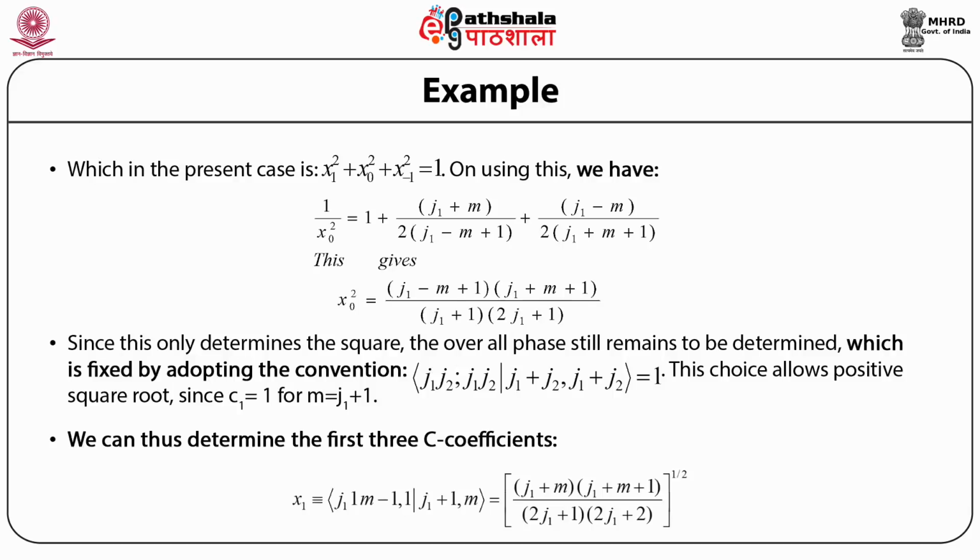and this can be fixed by adopting the convention bra vector j1 j2 j1 j2 ket vector j1 plus j2 j1 plus j2 is equal to 1. So adopting this convention from this relation, we are allowed to take the positive square root, and since x1 is equal to 1 for m is equal to j1 plus 1, we may only take the positive square root. We can thus determine the first three Clebsch-Gordon coefficients.